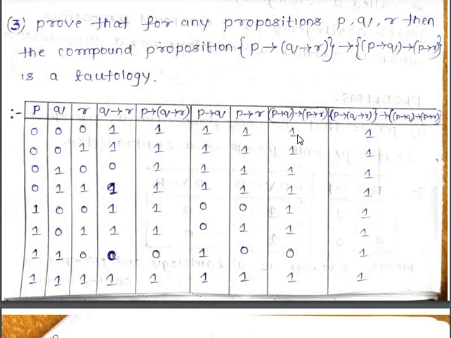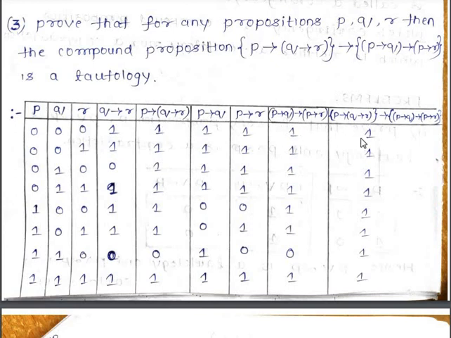1 1 gives 1, 0 0 gives 1, 0 1 gives 1. Only when it is 1 and 0, it will give 0. All other cases it is 1. Now we have to consider this part and this part. This will be your P and this will be your Q.